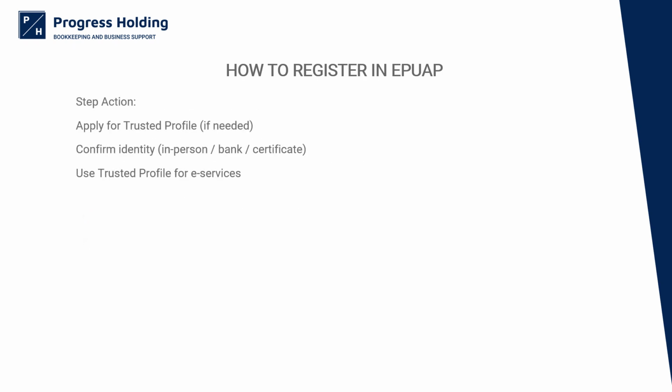Summary table, step action. Register on ePUAP, form, CAPTCHA, PESEL. Confirm phone number via SMS. Log in to your ePUAP account. Apply for trusted profile, if needed. Confirm identity, in-person/bank/certificate. Use trusted profile for e-services.